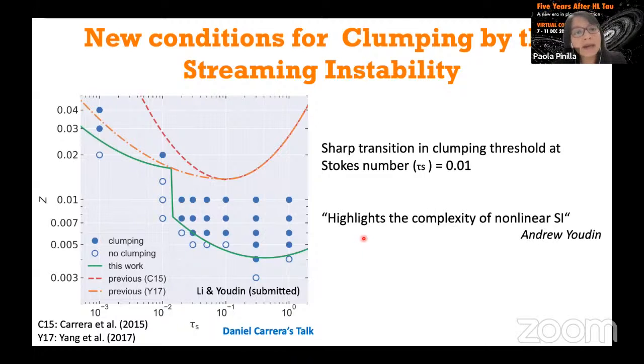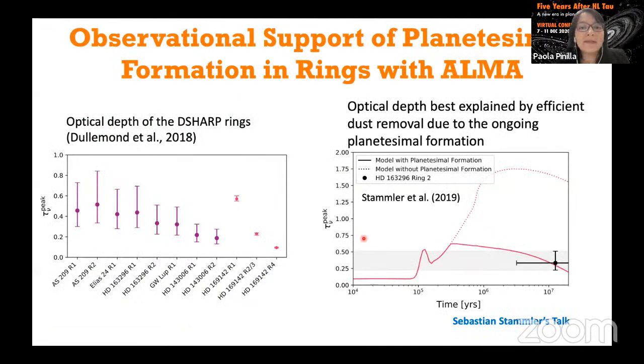Now, coming back to ALMA, there is observational support of planetesimal formation in rings with ALMA. And this comes from the DSHARP observations. And there is a talk in this conference about this by Sebastian Stadler. This is work done by him. Now, the DSHARP observations show us that the optical depth inside these rings is actually almost the same in all of them. And they study one particular disk, one particular ring, ring number 2 in HD 163296.